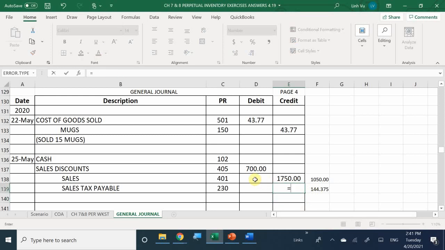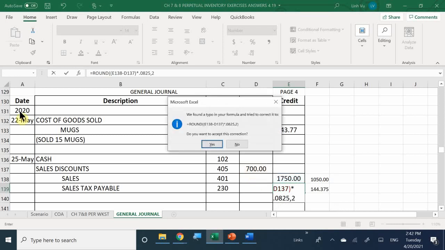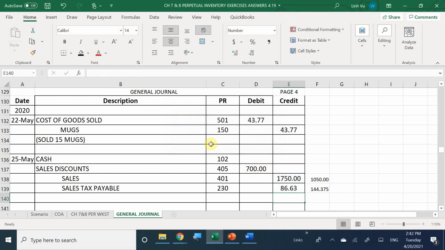Okay, let's do it again. Equal round. Double parentheses, so 1750 minus 700. And that parentheses, multiply it by the 8.25%, comma 2. Okay, still gives me an error message. So in this case, that's why I did it on the side. I just took the 1750 minus the 700 to give me 1050. I didn't get 134, but I got 89.46.